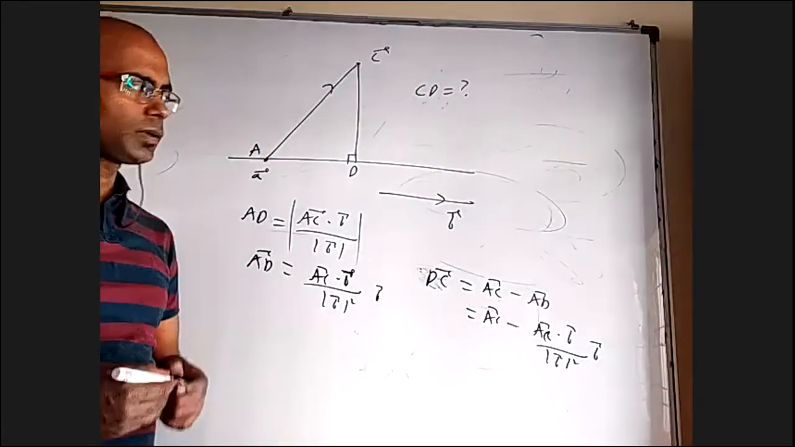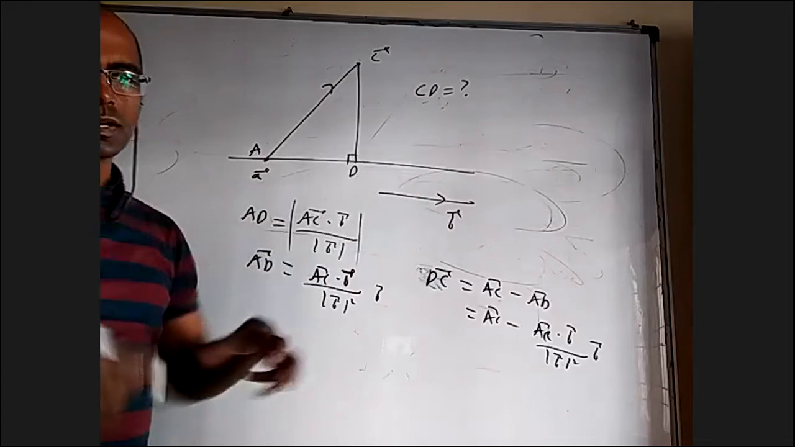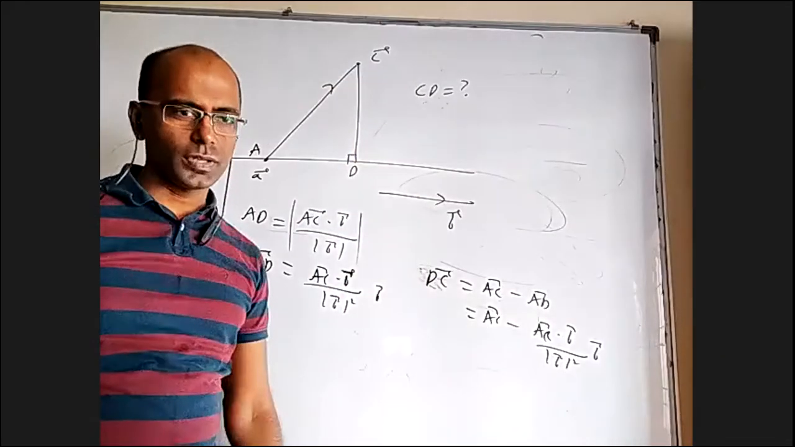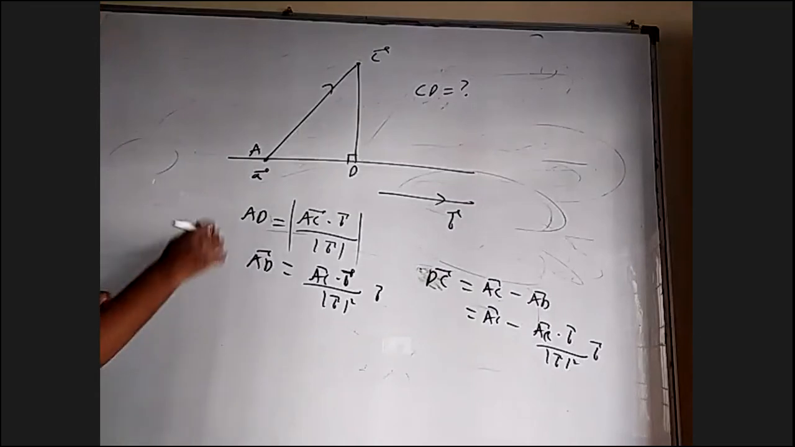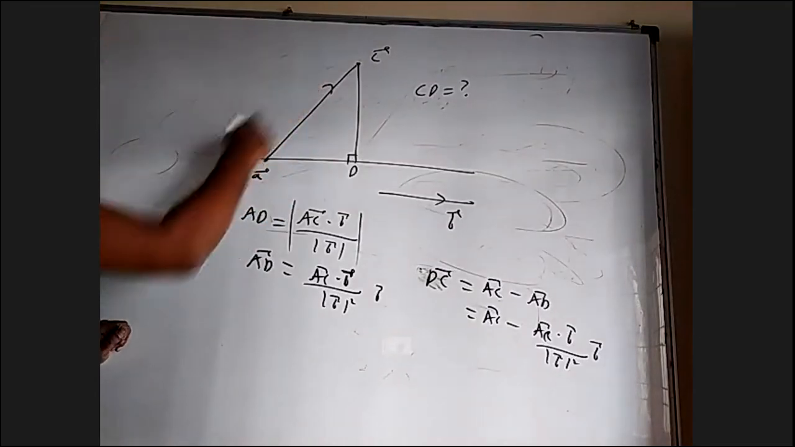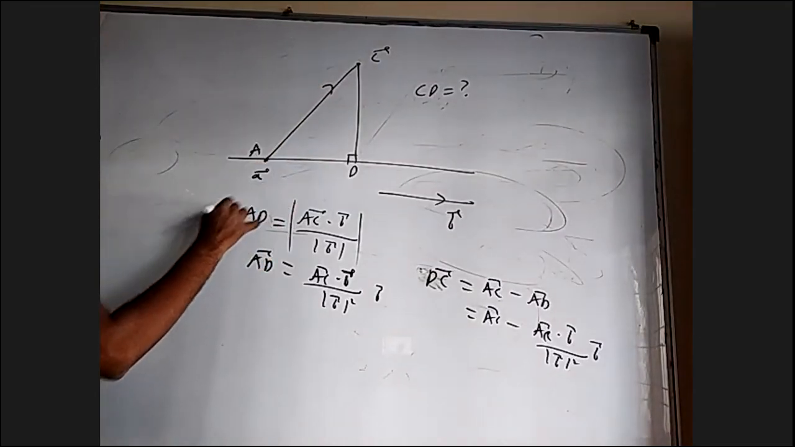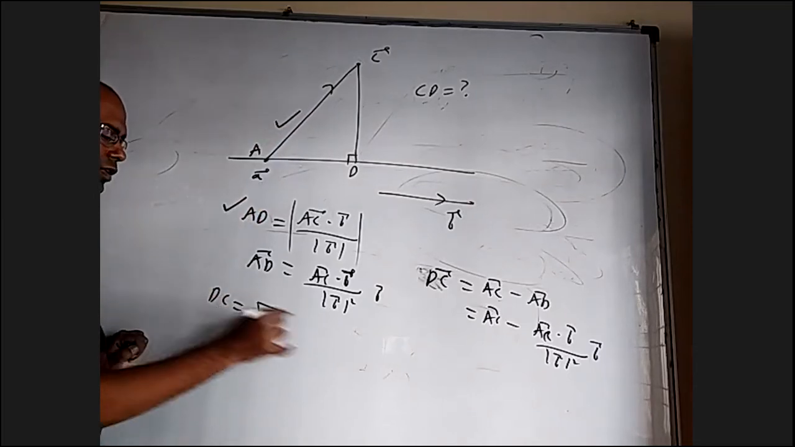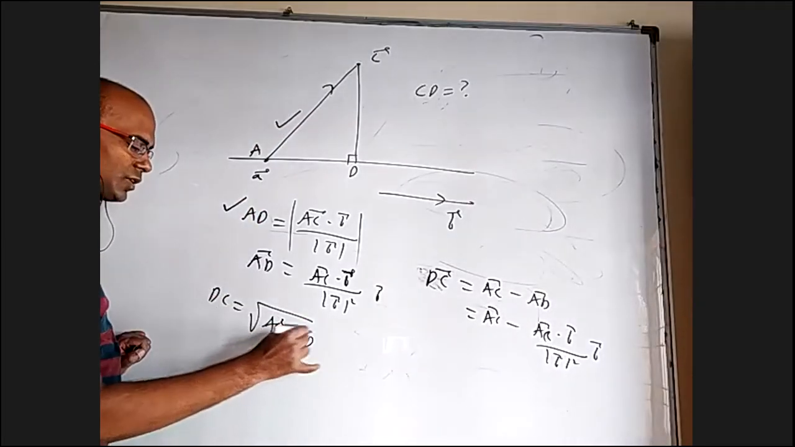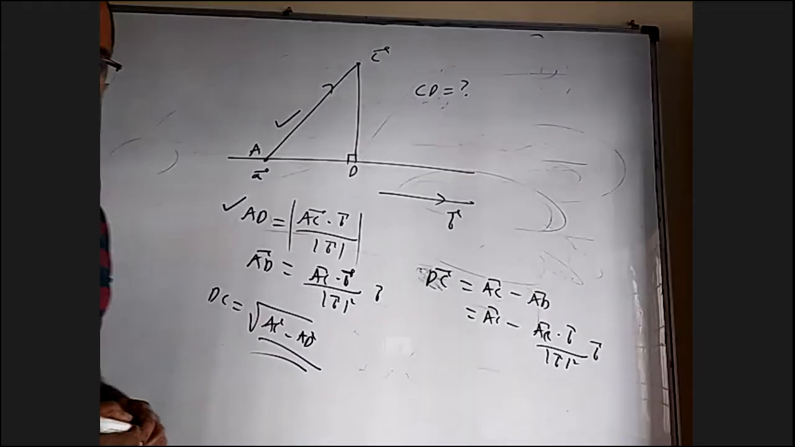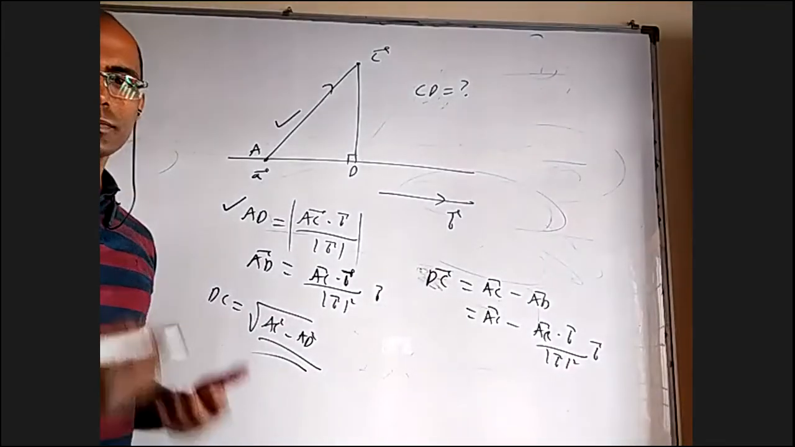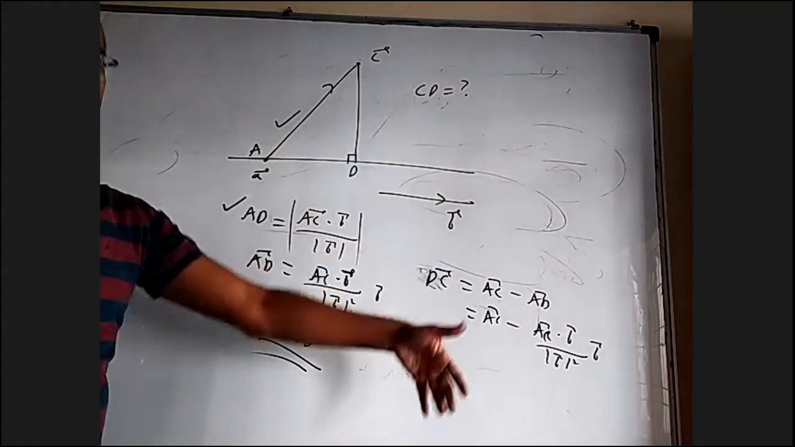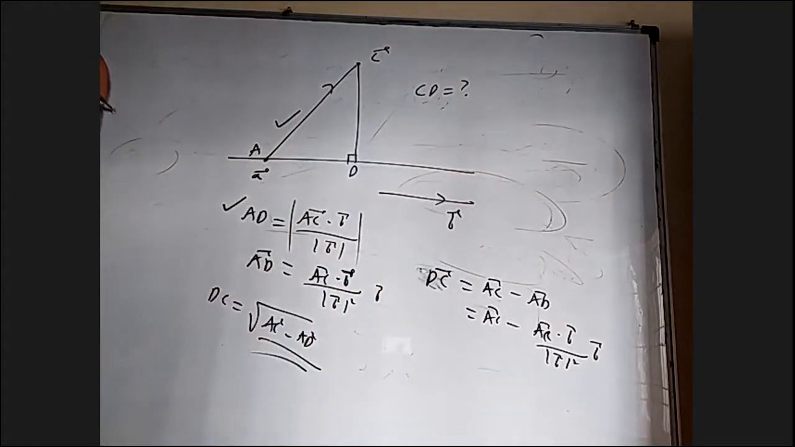I'm only asking for the CD length, not CD in vector form. But anyway, you found DC bar and then find the magnitude of that. That's good. I thought you were telling this for something else, because this is a simple Pythagoras theorem you can use. You already know the AD length and the AC length, so CD is the square root of AC square minus AD square. So if you want the vector, you can do this and then find the magnitude, or you can also do this. Anything else?